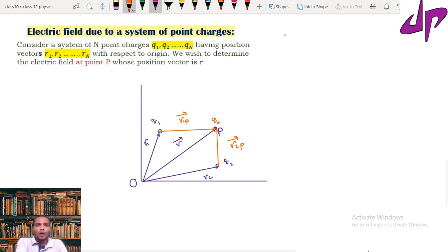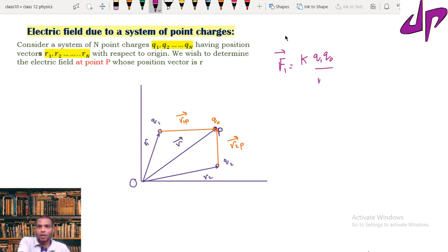Now I will write the force first. According to Coulomb's law, the force due to the first charge, F1 bar, equals K times Q1 Q0 divided by the distance, which here I called R1P, squared. I would like to represent the direction here, so I write the unit vector direction R1P cap.